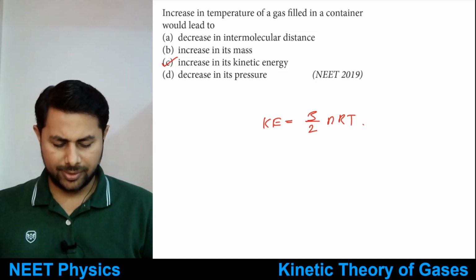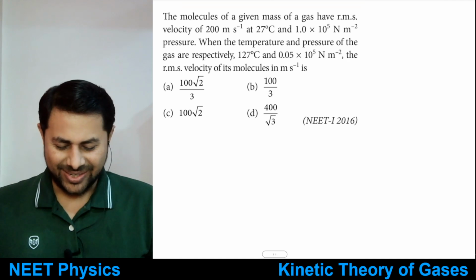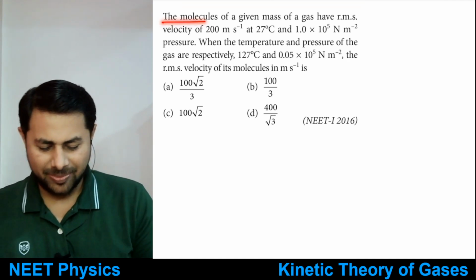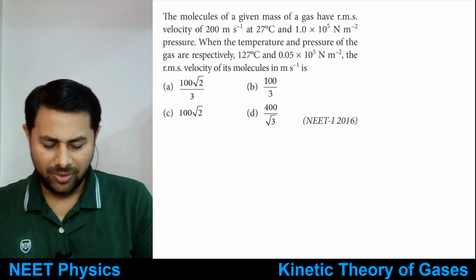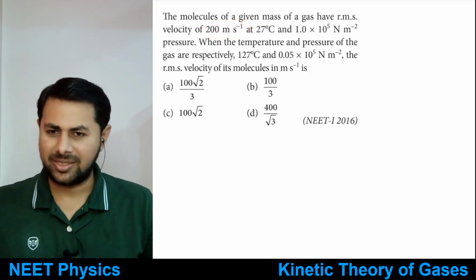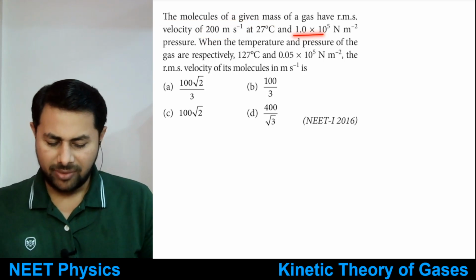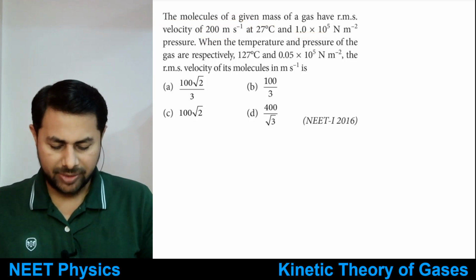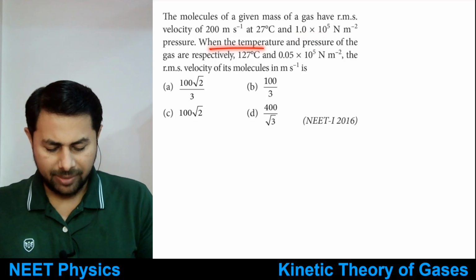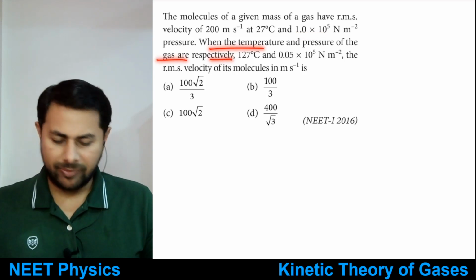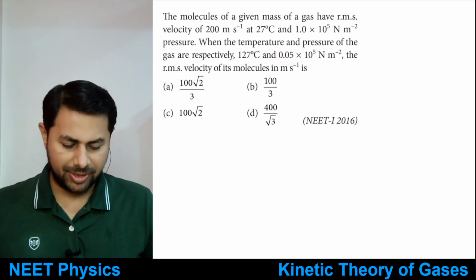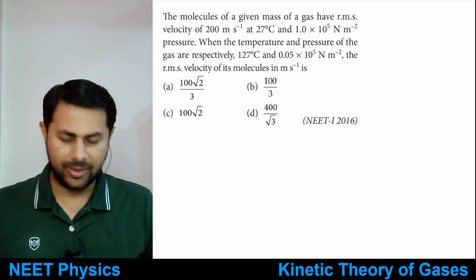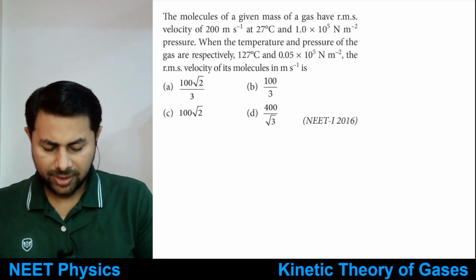This is from NEET 2019. The molecules of a given mass of a gas have RMS velocity of 200 meters per second at 27 degrees Celsius and 1 times 10 raised to 5 newtons per meter square pressure. When the temperature and pressure of the gas are respectively 127 degrees Celsius and 0.05 multiplied by 10 raised to 5 newtons per meter square, the RMS velocity of its molecules in meters per second is. So this is simple, right?